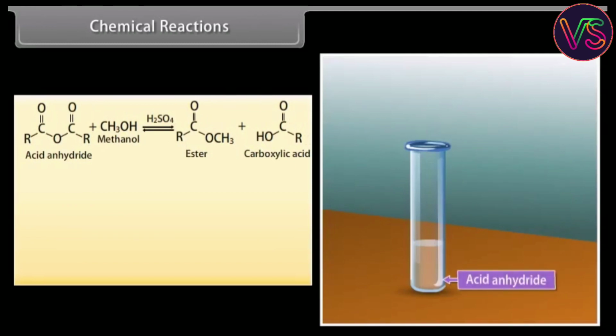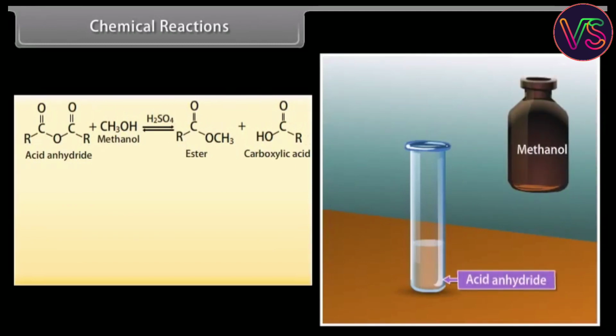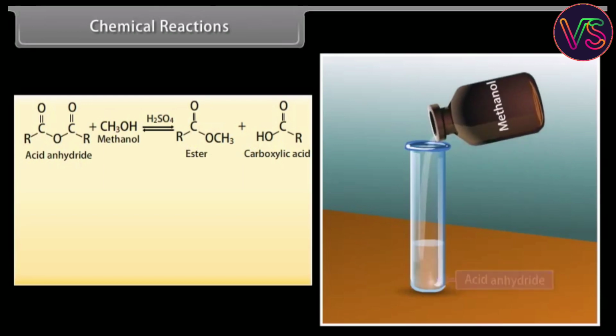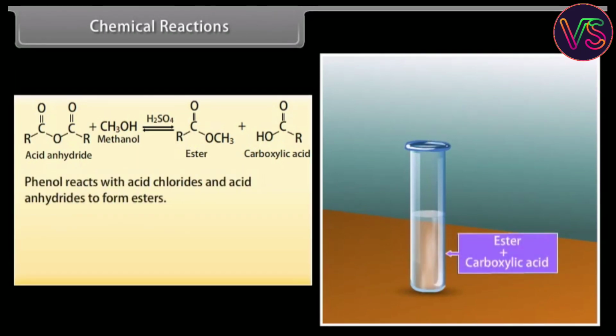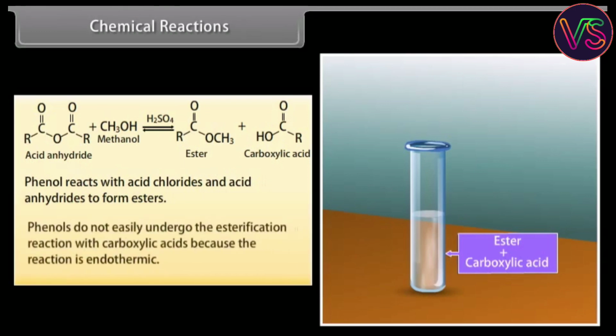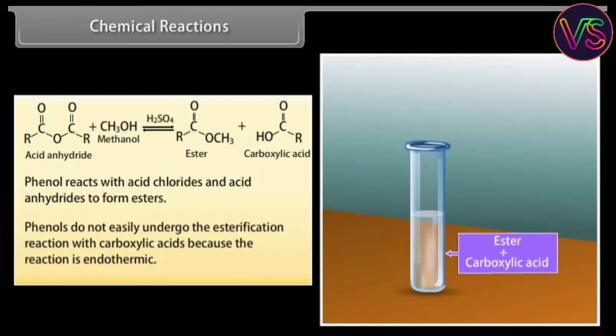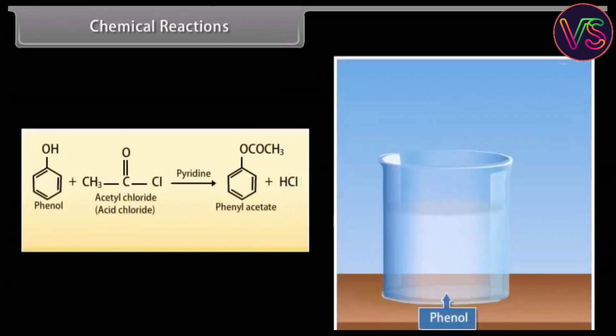Methanol reacts with acid anhydride in the presence of sulfuric acid to form an ester and a carboxylic acid. Phenol reacts with acid chlorides and acid anhydrides to form esters. Phenols do not easily undergo the esterification reaction with carboxylic acids because the reaction is endothermic. Phenol reacts with acetyl chloride in the presence of pyridine to form phenyl acetate and hydrochloric acid.